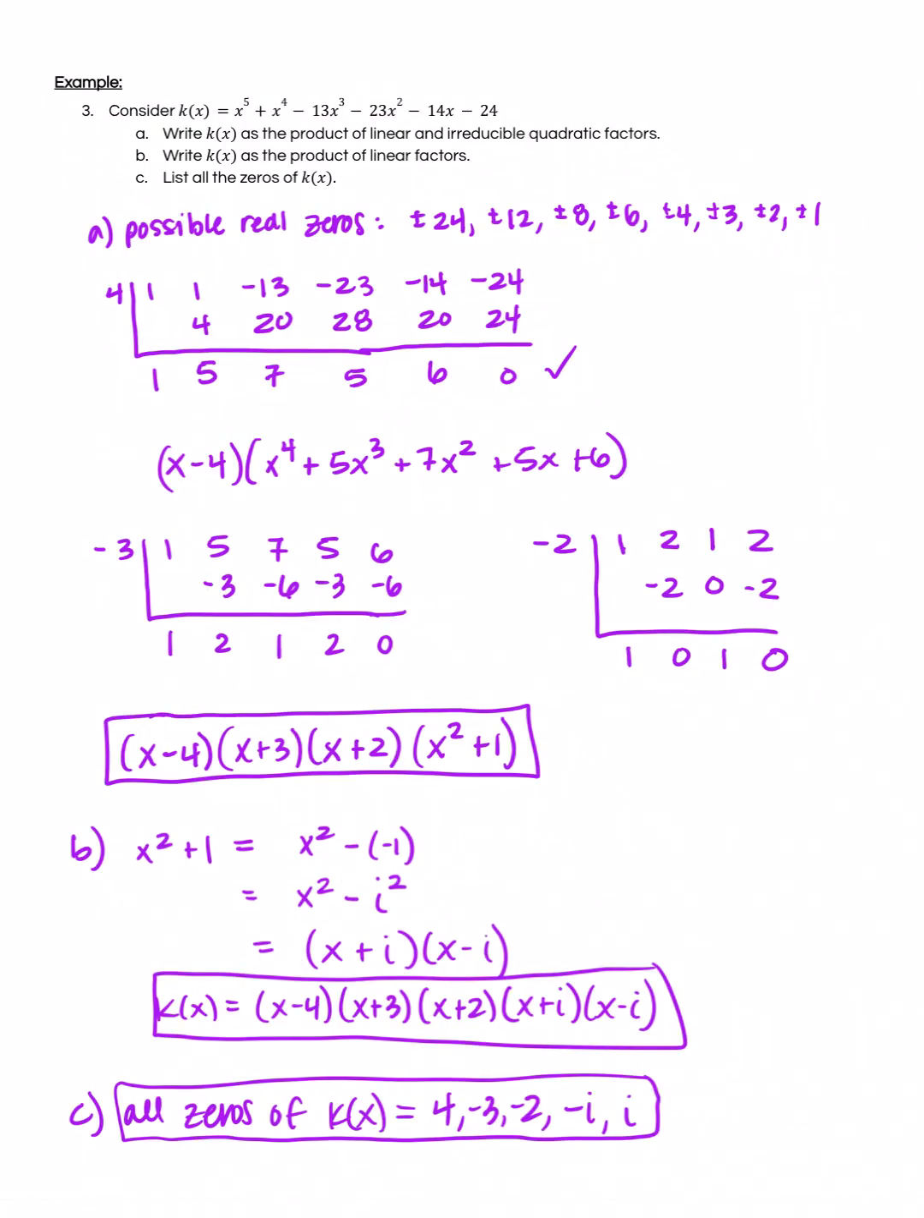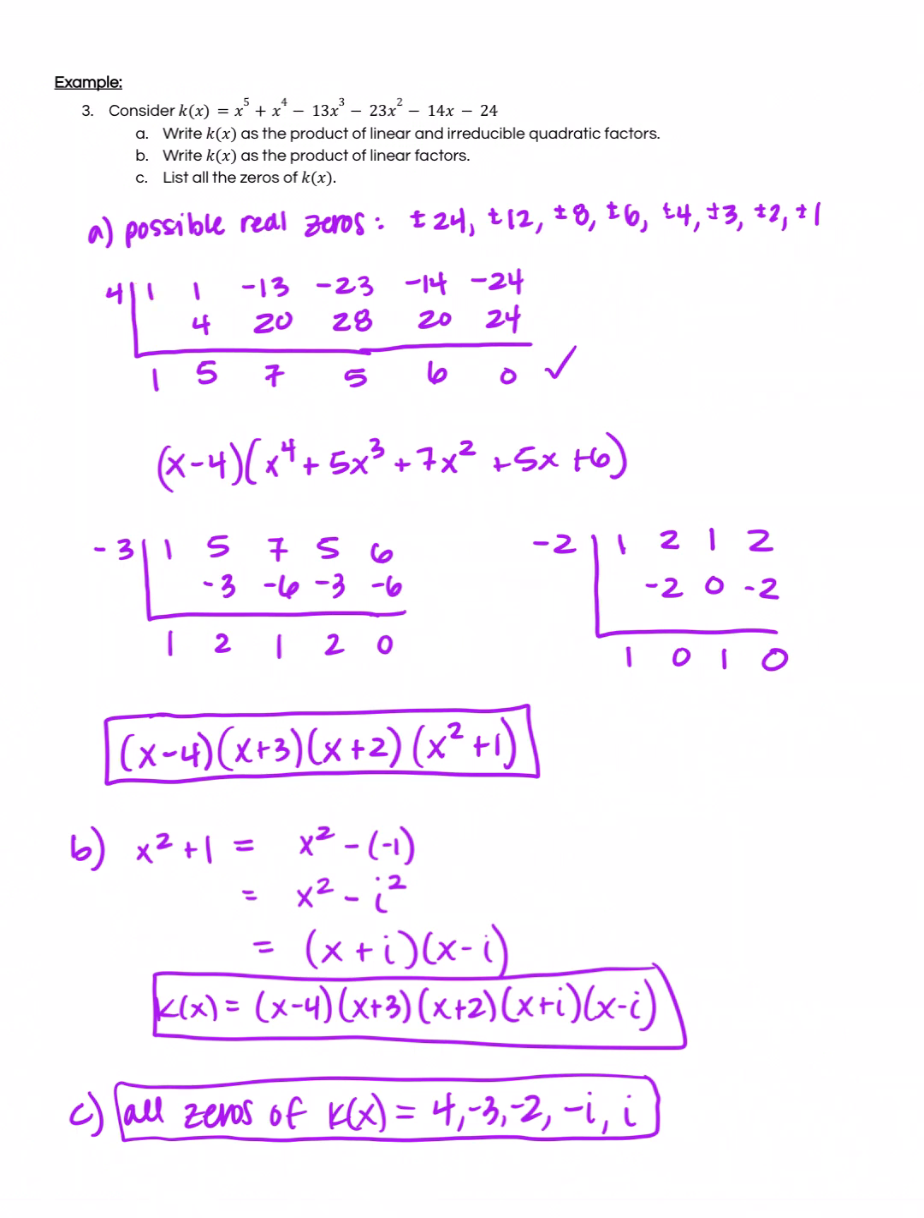So our final example, we get to put all of this together. We want to be able to write this k of x as a product of linear and irreducible quadratic factors. Then go a little bit further, write it as a product of all linear factors, and then finally list all the zeros of k of x, whether they are real or complex. So we'll use the rational zero theorem to list out all the possible zeros and then begin testing them.